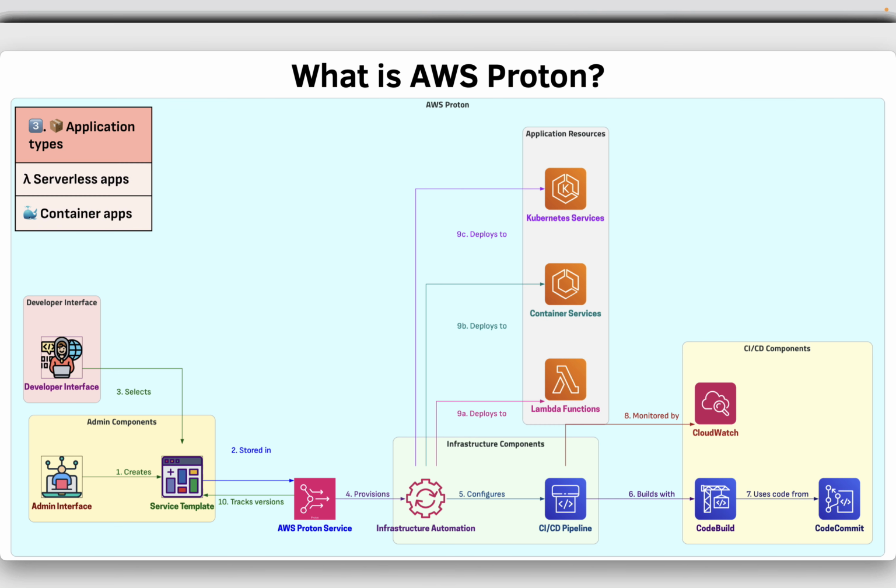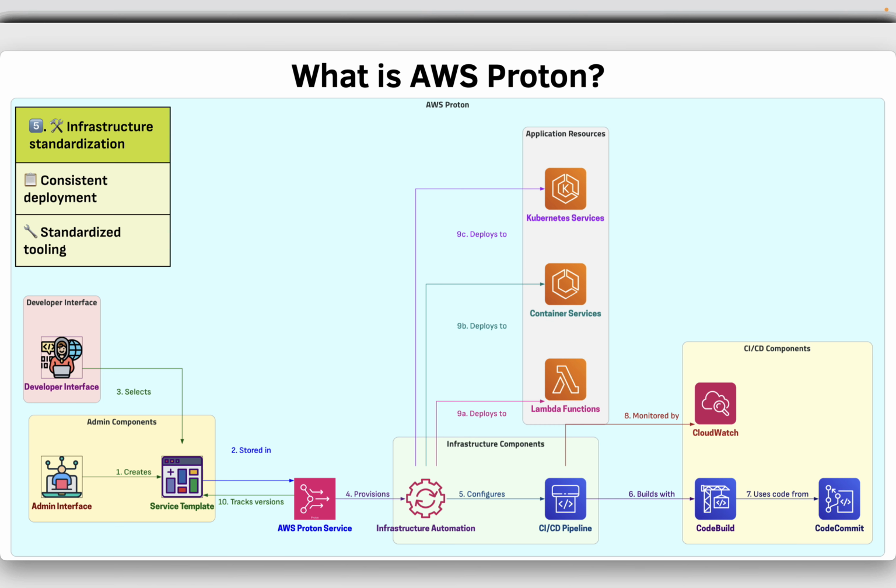So you can manage serverless and container applications. AWS Proton is specifically designed to handle both serverless as well as container-based applications efficiently. So you have versioned service templates. AWS Proton provides something called versioned templates that define standardized infrastructure and deployment tooling, and AWS Proton ensures consistent infrastructure deployment across all applications.